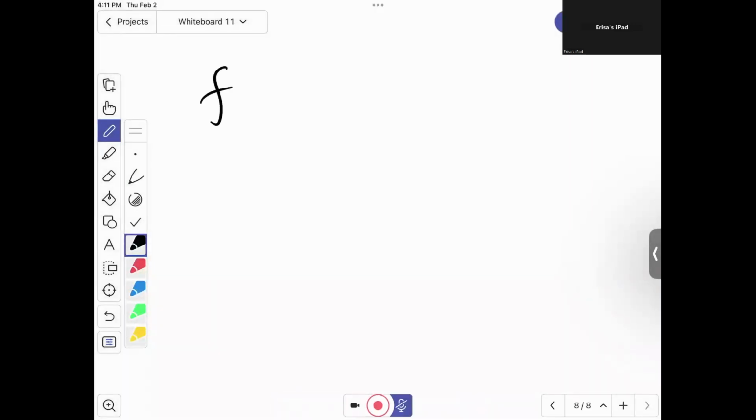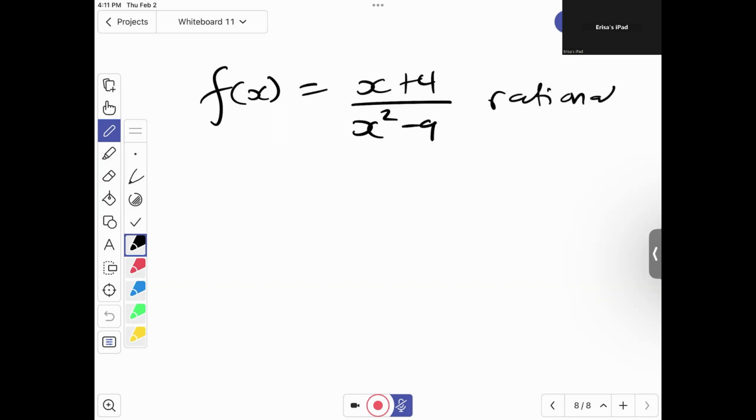So we have f of x is equal to (x + 4) divided by (x squared minus 9). In finding the domain of a rational function, this is an example of a rational function, you don't want to divide by 0. So we want x squared minus 9 to not be equal to 0.